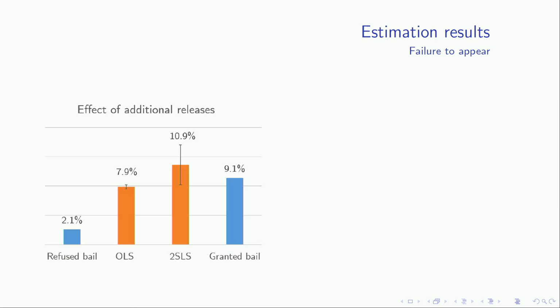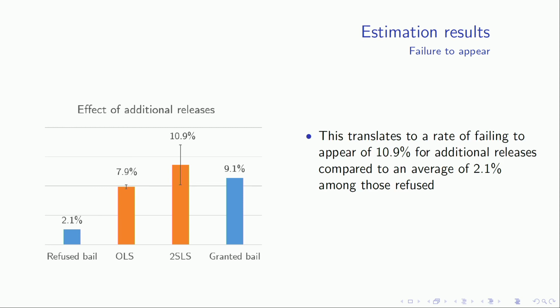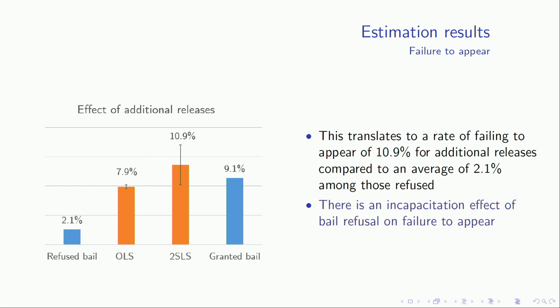If we translate that into effects of additional releases, let me talk you through this chart. On the left and on the right are the proportions of people who fail to appear among those currently refused and granted bail. In the middle is the OLS and 2SLS estimate of what would happen if we released more marginal defendants, people who are sensitive to judge leniency, who are currently being refused bail. If we take our two-stage least squares estimates as credible, this translates to a rate of failing to appear of roughly 10.9% for additional releases from that refused bail group. As you can see, we have fairly large errors on that. But that doesn't indicate that there's an incapacitation effect of bail refusal on failure to appear.